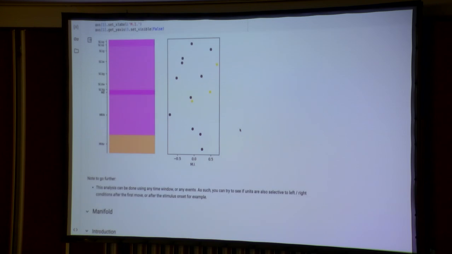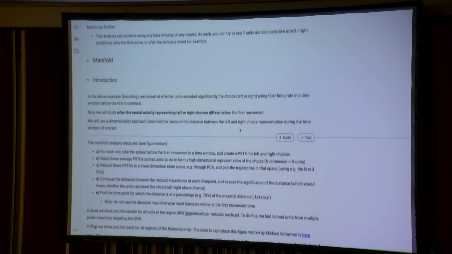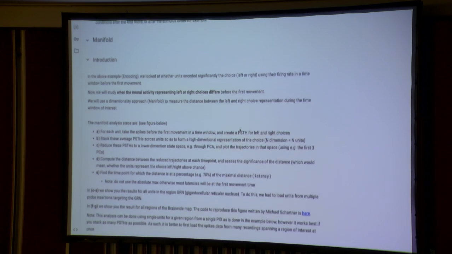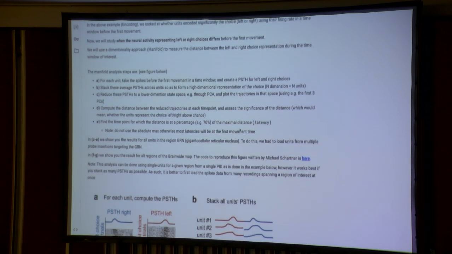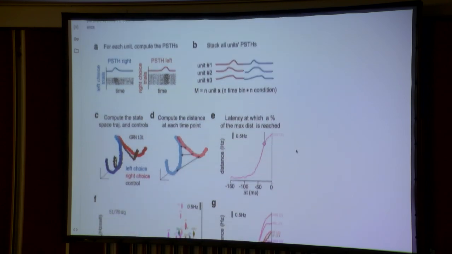What we want to do now, using the manifold analysis, is to see when you can predict this. Is it a second before the movement onset, or just a few milliseconds before? That's the aim of the manifold analysis: to see when the neural activity would represent the left or right upcoming choice. And the analysis is done the following way.